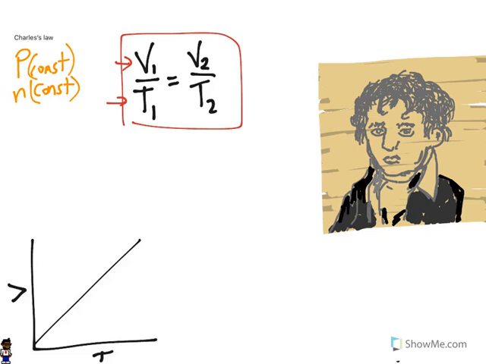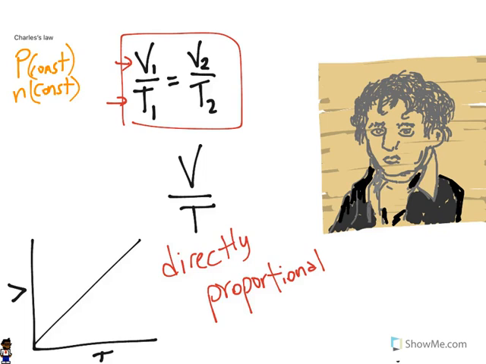And in this relationship, you notice we have V over T. The kind of relationship that volume and temperature have is directly proportional. So what that means is if the temperature increases, volume increases. If the volume decreases, temperature decreases. They move in the same direction at the same magnitude. If the volume were to be doubled, then the temperature would be doubled.